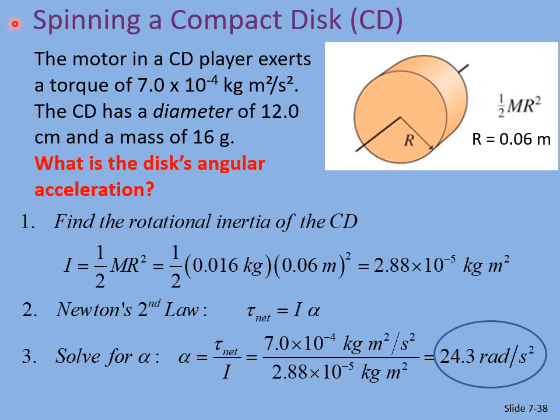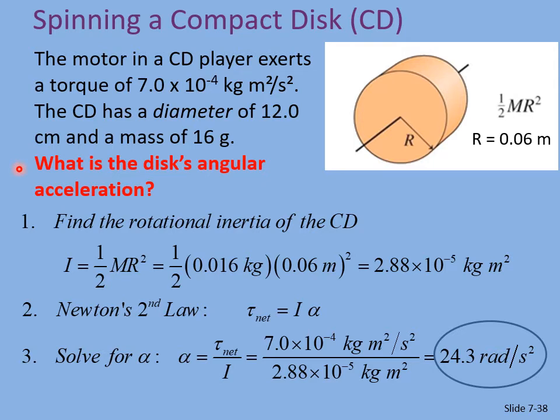So let's start out with a fairly basic problem here, the spinning of a compact disc or CD. We're told that the motor in a CD player exerts a torque of 7 times 10 to the minus 4. The CD has a diameter of 12 centimeters and a mass of 16 grams. The question is, what is the disk's angular acceleration?